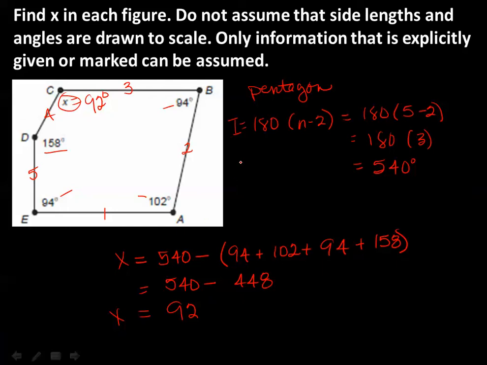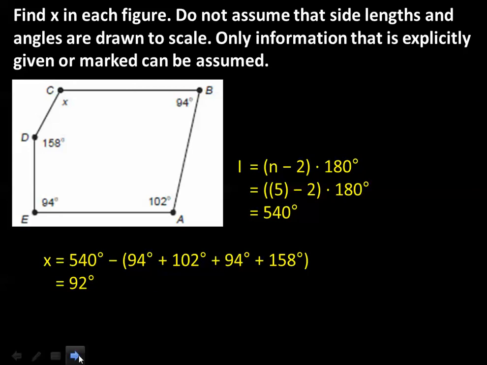So you've always got to figure out the sum first. Sum of interior angles. And then you got to come down here and do this part. You've got to take the 540, or the sum of the interior angles, and subtract the measure of the angles you do know. And here's the official key answer.